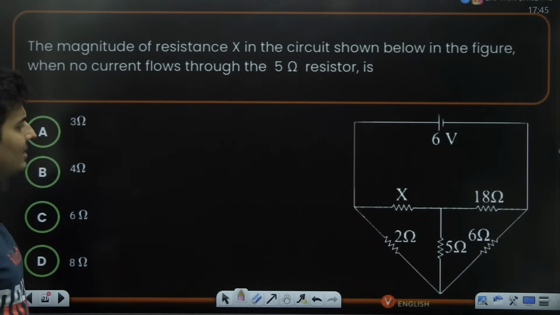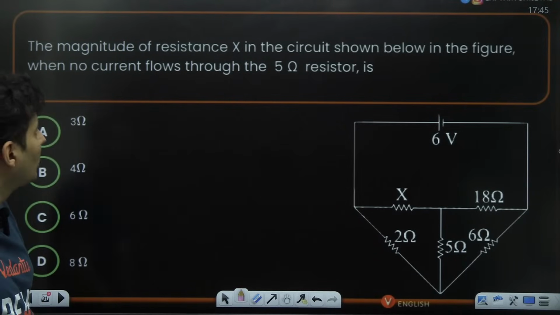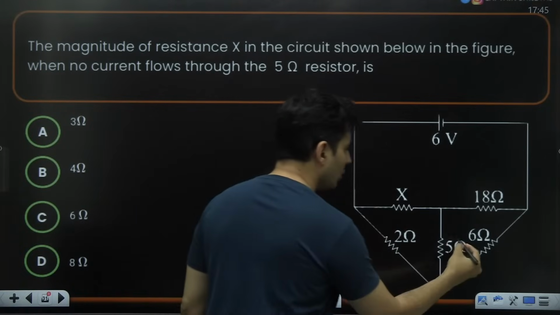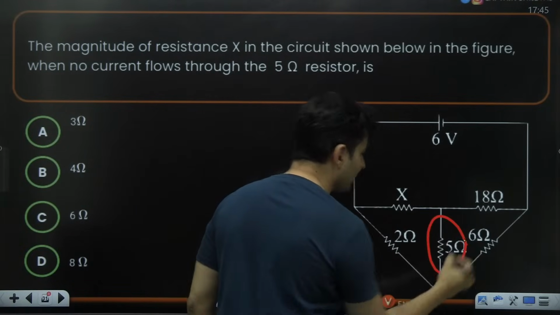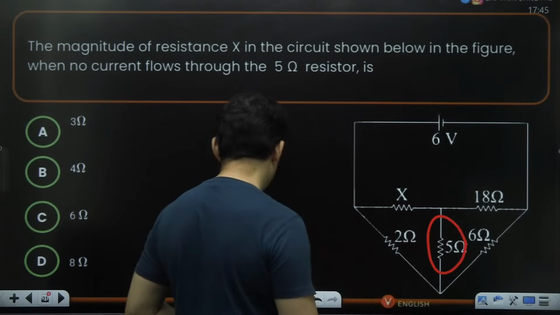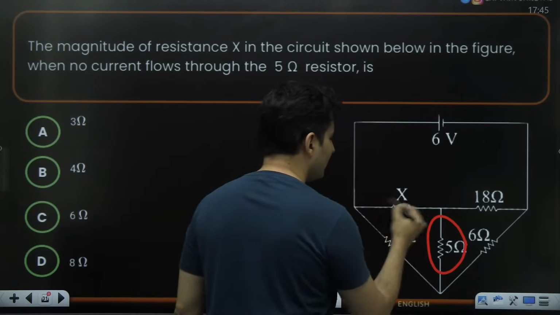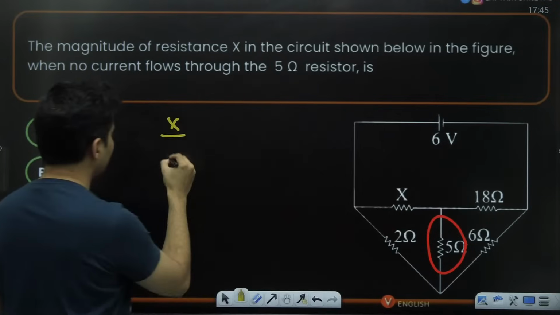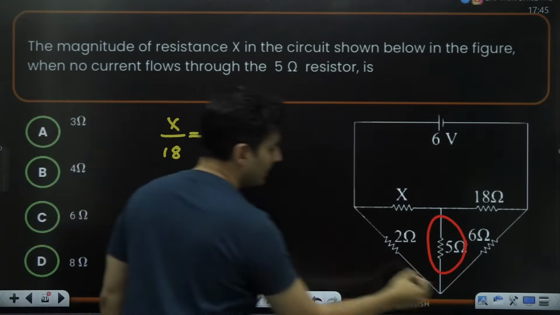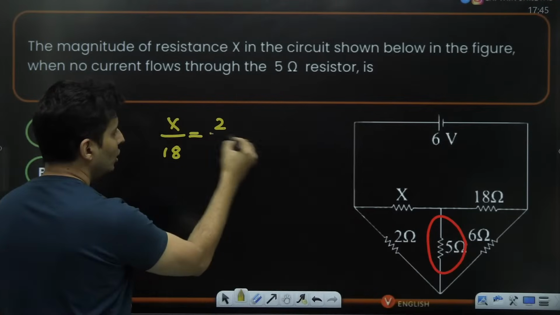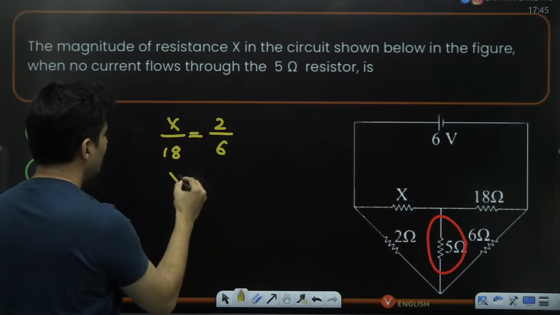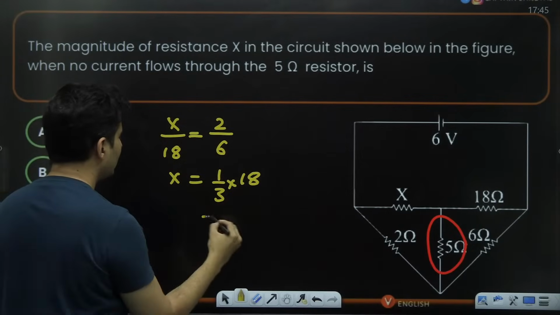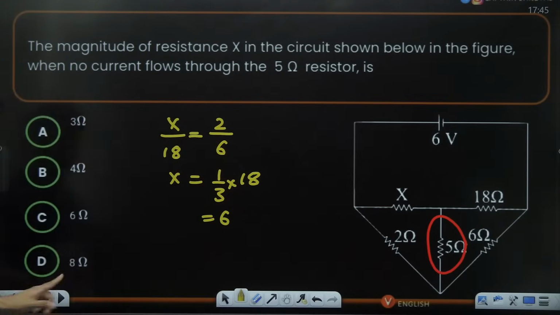Magnitude of resistance X so that no current flows through the 5 ohm resistance. This is again a Wheatstone's bridge. So no current should go through this resistance. That means it should be balanced in nature. So this resistance of X divided by the other resistance 18, this branch we have 2 ohm and we have 6 ohm. So X will be 2 by 6 is 1 by 3 multiplied by 18. So that will be 6. So answer is 6 ohm.